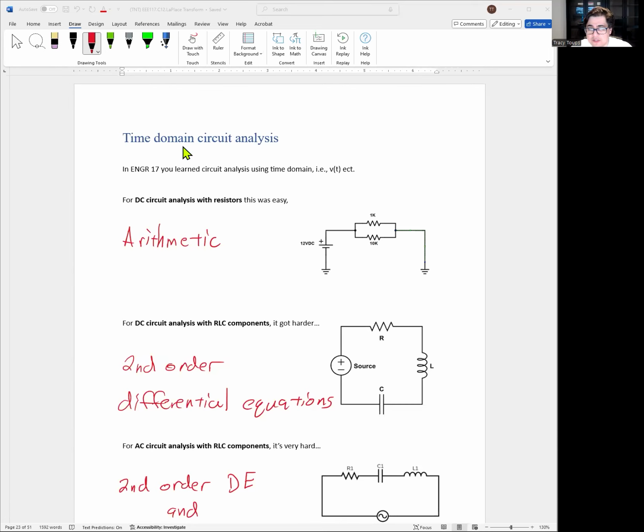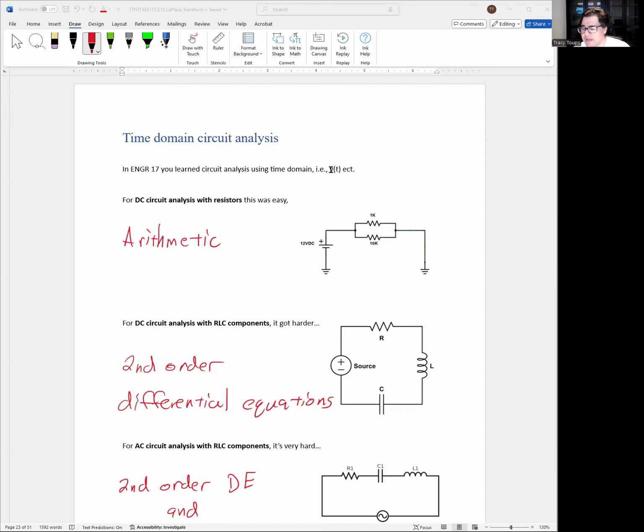This is Dr. Trey Stoops, and here we are continuing on chapter 12, where we will introduce Laplace transforms as a tool for complicated circuit analysis. So before we get started with Laplace transforms, we need to review what we learned in Engineering 17 for time domain circuit analysis.